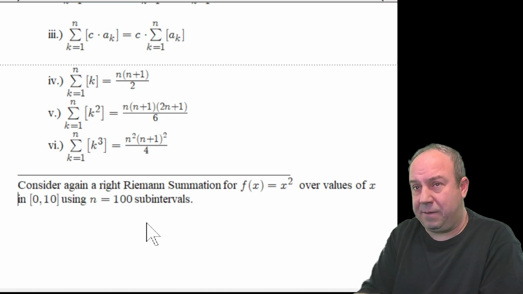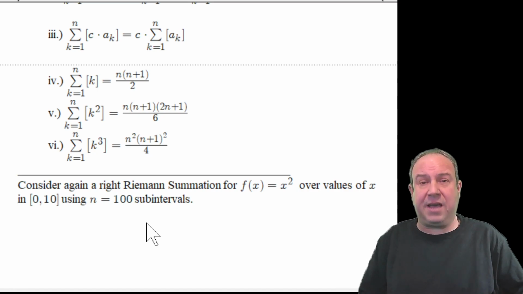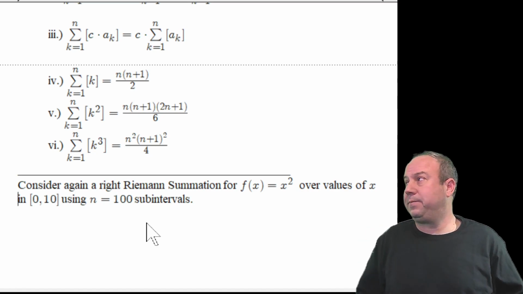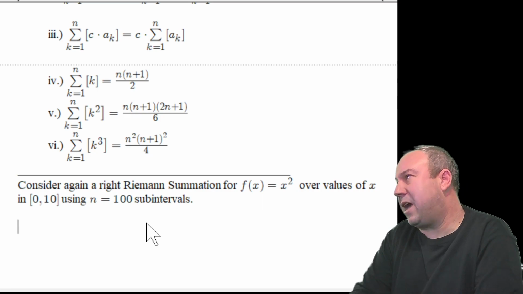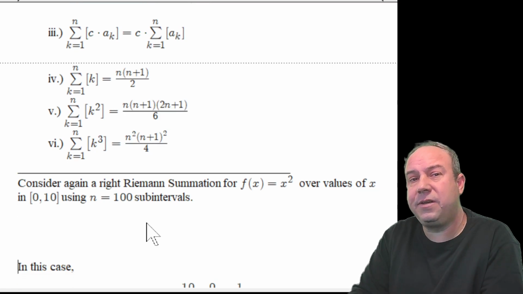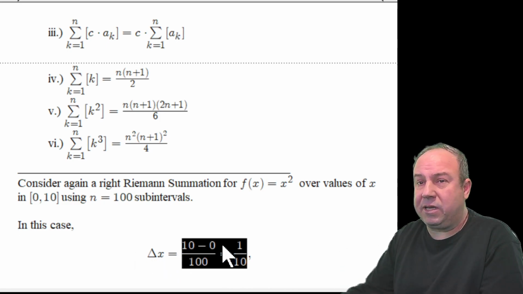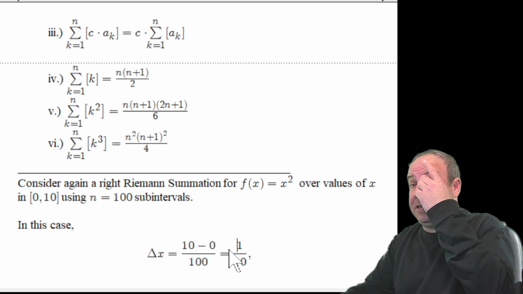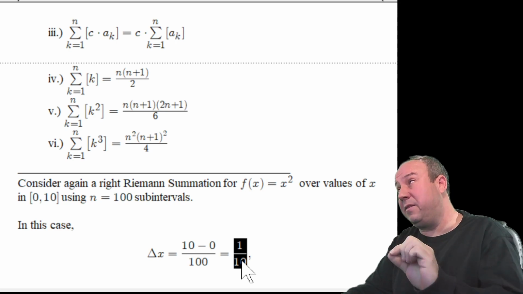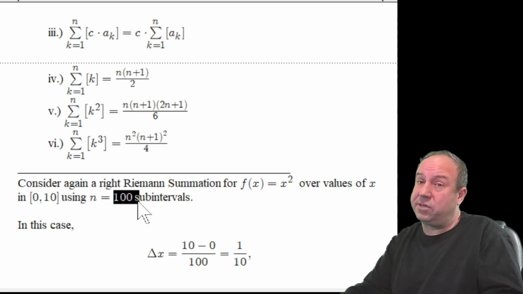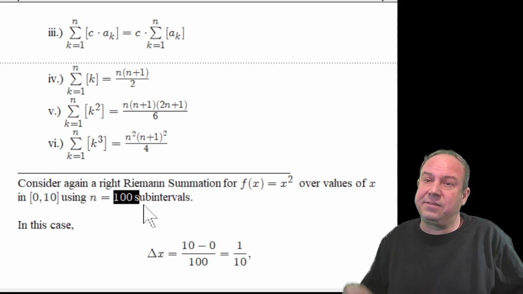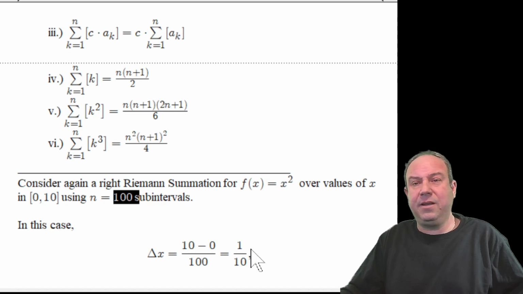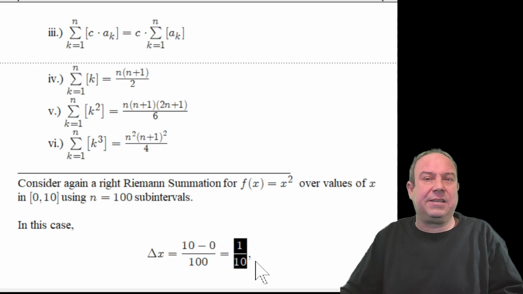Consider again the right Riemann sum for f of x equal to x squared over values of x in the interval from 0 to 10 using 100 subintervals. To begin with, what you have to do is completely redo the calculation. You are going to have to calculate delta x first. In this case, delta x is going to be 10 minus 0 again, but now divided by 100. Instead of each subinterval being 2 units in length, it's now going to be 1/10 of a unit in length because we're using far more subintervals. We're using 20 times as many. So 2 cut by a 20th is 1/10. All right? Each subinterval is now 1/10 of a unit in size.